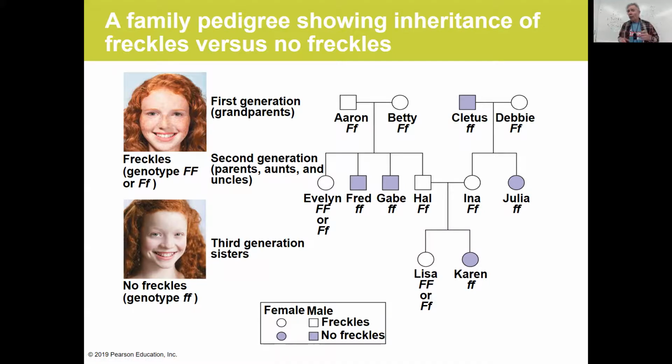So you can't always tell exactly what they are, like Evelyn over here, or Lisa, because they haven't made babies and looked at the babies. So they're either big F, big F or big F, small f. But since Hal made a baby with Inna and they had Karen, then you know that Hal is heterozygous. See, so sometimes you can know for certain, other times you can't know if they didn't have any children and you can't look at the children. Okay, so there's the pedigree.